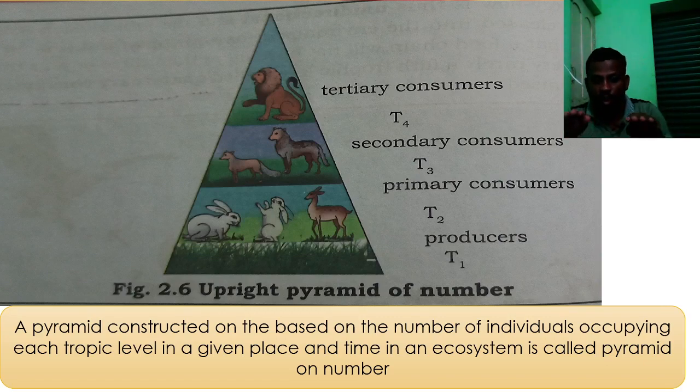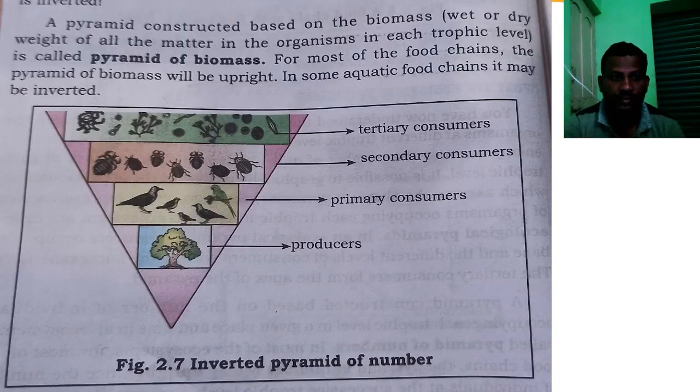Here we see that every trophic level is occupied by a particular organism. The particular trophic level is occupied by the particular organism or animals here. And this is the inverted pyramid of numbers.